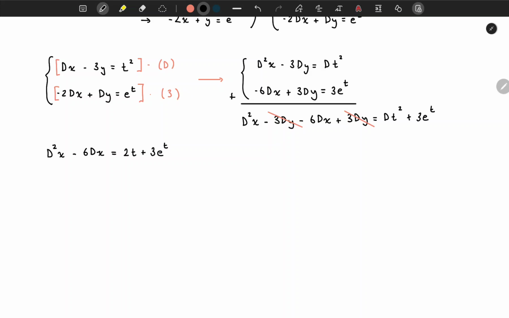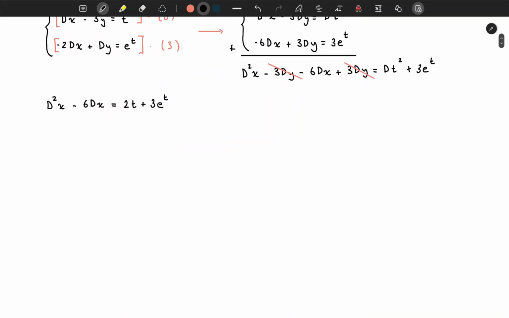So this is our equation. Now we basically have one differential equation. So what we can do is just solve this differential equation regularly now. If we think about it, d squared x, we can convert this back into the regular method. We don't need the D operators anymore. You can keep them, but we can just think of this as d squared x is just x double prime, and minus 6 dx, which is just minus 6x prime, and that is equal to 2t plus 3e^t.